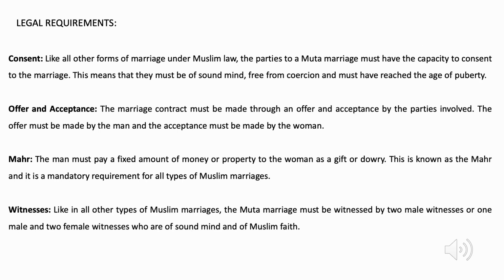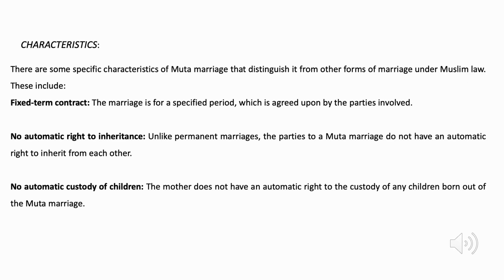For there to be a valid Muta marriage, there must be free consent, there must be offer and acceptance, there must be meher and there must be witnesses. Now these marriages are characterized by being fixed term. There is no automatic right of inheritance by the children born out of these marriages and there is no automatic custody of the children.